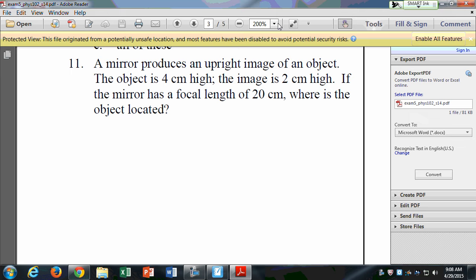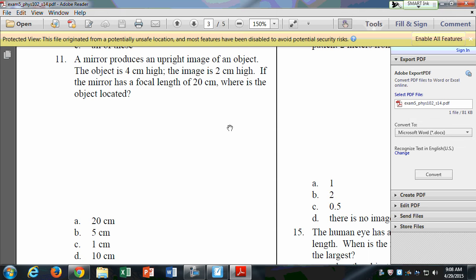Okay, this one says a mirror produces an upright image of an object. The object is 4 centimeters high, the image is 2 centimeters high. So remember, this is the one that I was warning you about. The first thing you want to ask yourself is, what kind of mirror is this? The image is upright, and upright images are always virtual, because in order for an image to be upright, its magnification is positive. That means q has to be negative for the magnification to be positive. So I have a virtual upright image, and it's smaller.